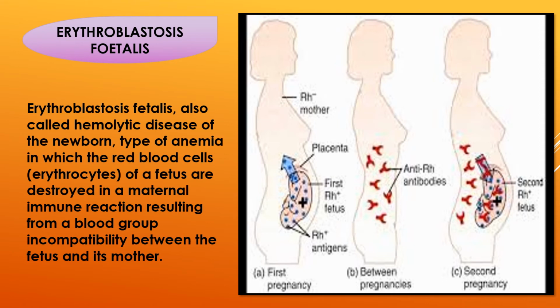Now, what is erythroblastosis fetalis? Erythroblastosis fetalis, also called hemolytic disease of the newborn, is a type of anemia in which the red blood cells or erythrocytes of a fetus are destroyed in a maternal immune reaction resulting from a blood group incompatibility between the fetus and its mother. You can see the diagram. In the diagram, this erythroblastosis fetalis has been shown step by step.